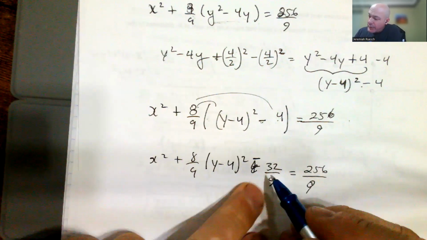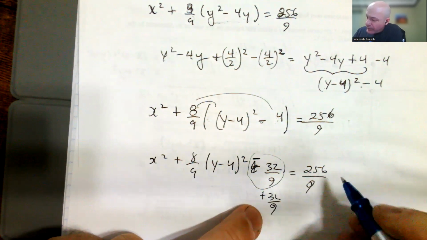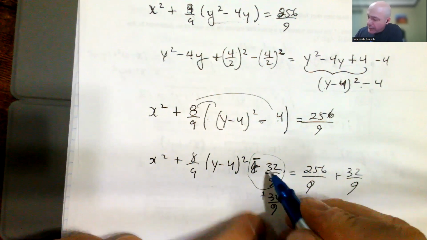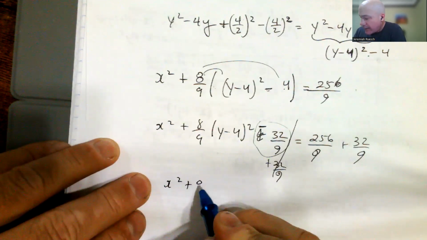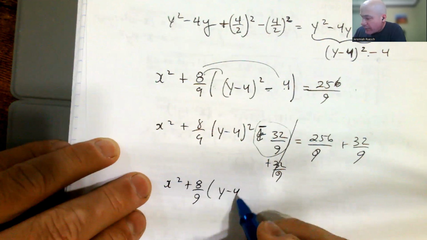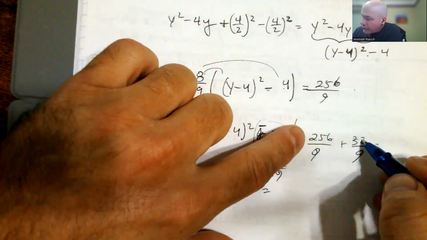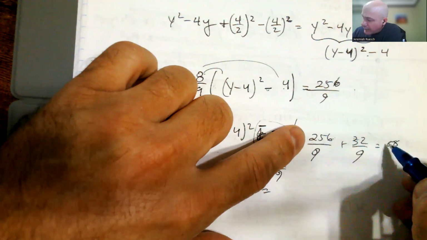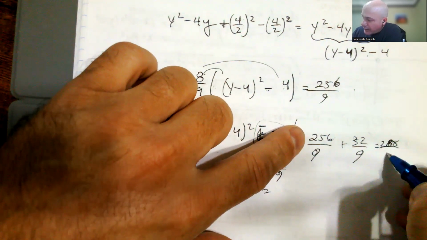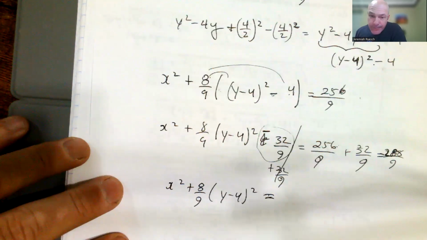Okay. And so now to put this in a little bit more useful form, I'm going to add this term to both sides. Okay. Those add to 0. And so we have x squared plus 8/9 y minus 2 squared is equal to, adding these together, I get 2 plus 6 is 8, 3 plus 5 is 8. So this is 288 over 9. Okay. And let's see.